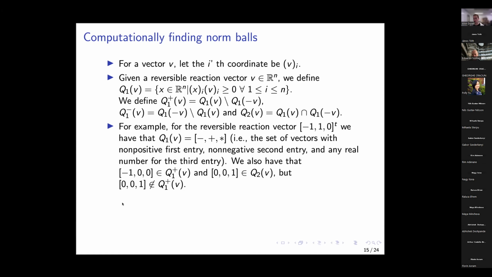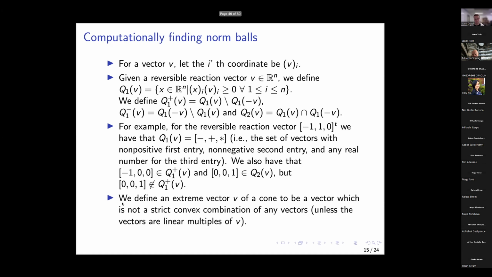And there's one other set, Q2 of v, which is essentially just the zero vector when all the entries of v are non-zero. One other term: extreme vectors of a cone are vectors that are not a strict combination of any other vectors. For a polyhedral cone, they're just the farthest out, the vectors sticking out the furthest.